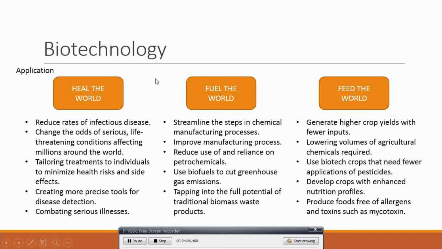Right, ni adalah specific application yang disebutkan: heal the world, fuel the world and feed the world. Biotechnology ni dia boleh heal, katanya boleh heal, boleh fuel, boleh feed the world. Apa dia contohnya? Reduce rate of infectious diseases. Jadi kita boleh, manusia ni dia pandai, kan, dia kaji-kaji cipta vaksin yang macam-macam, kata vaksin yang untuk selamatkan diri daripada macam-macam mikroorganism, bakteria, virus dan sebagainya.